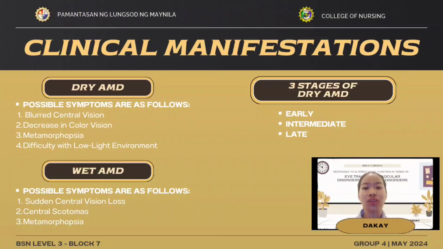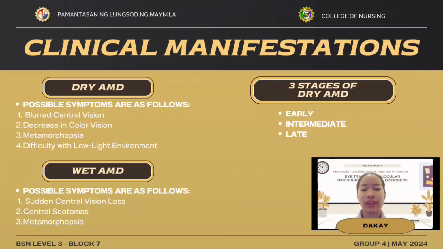Indicated here are the possible symptoms. First is the blurred central vision. It can significantly impair tasks like reading, perceiving fine details, or recognizing faces. Next is the diminished color vision. Colors may appear faded or dulled. Next, we have the metamorphopsia. Straight lines may appear distorted or wavy. This symptom often indicates advanced dry AMD. And lastly, we have the low light vision difficulties. Individuals may experience problems seeing in poorly lit environments.